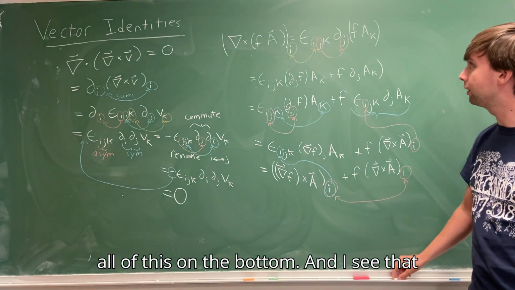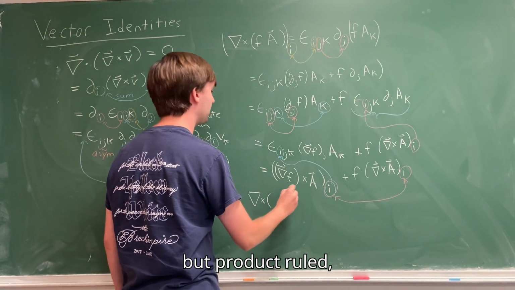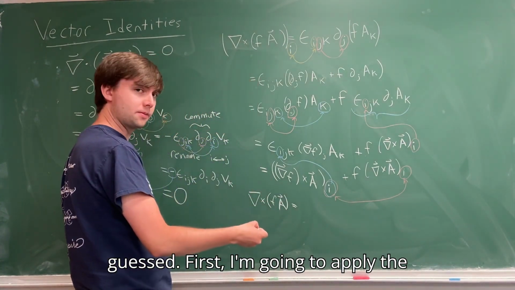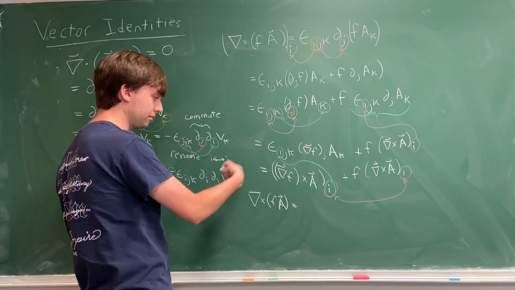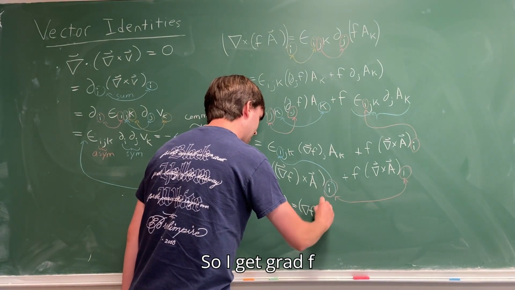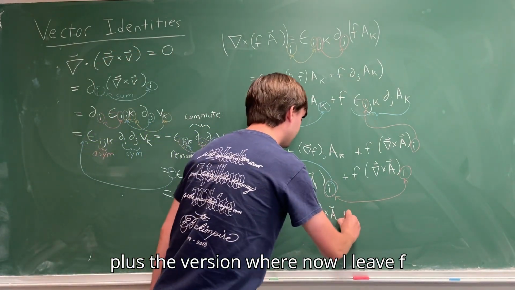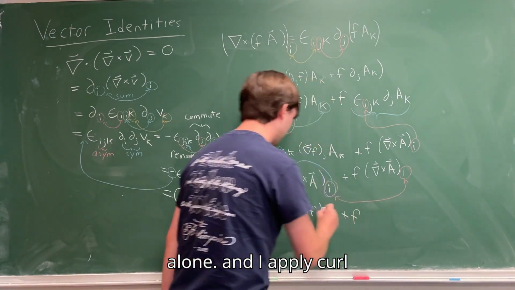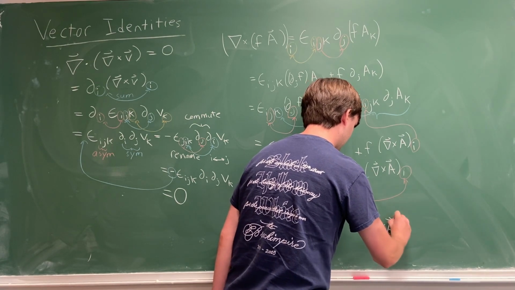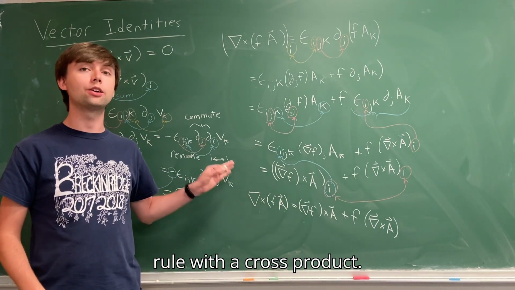So I can combine all of this in the bottom, and I see that the way I'm supposed to do curl, but product ruled, is, well, maybe a way you could have guessed. First, I'm going to apply the nabla, whatever thing it is, to f. So I get grad f crossed with A, where A is left alone, plus the version where now I leave f alone, and I apply curl to vector A. And that is how you do product rule with a cross product.